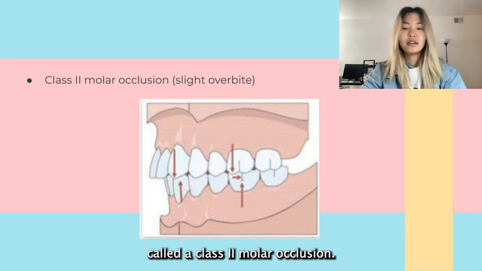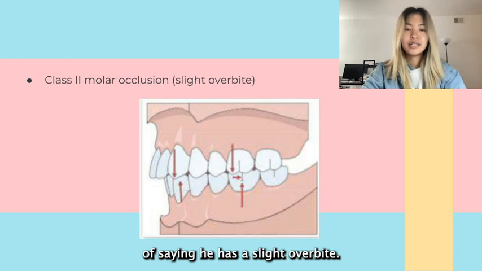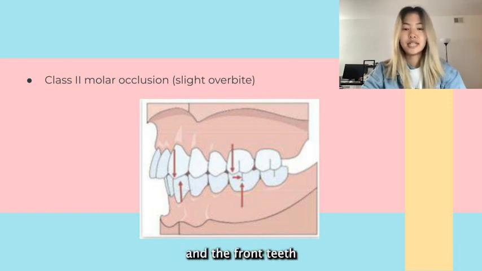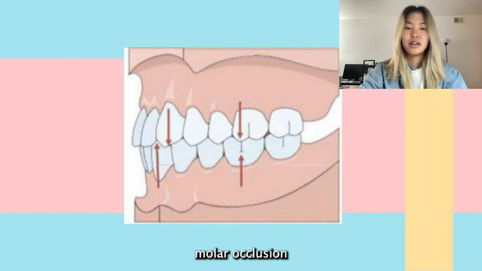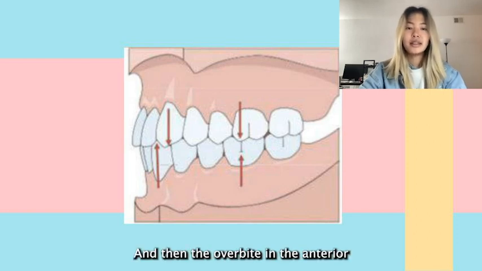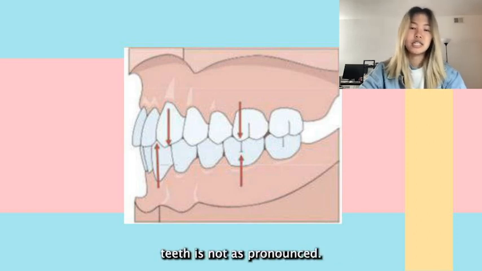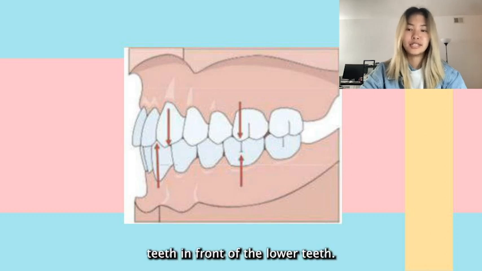The patient also has something called a class 2 molar occlusion. It's just a fancy way of saying he has a slight overbite. So we see from this graphic that basically the back teeth and the front teeth are slightly anterior in comparison to the bottom teeth. So normally people want to have a class 1 molar occlusion where the back teeth of the upper jaw are slightly posterior in comparison to the back teeth of the lower jaw. And then the overbite in the anterior teeth is not as pronounced, so that there is just very slight overlap of the upper teeth in front of the lower teeth.